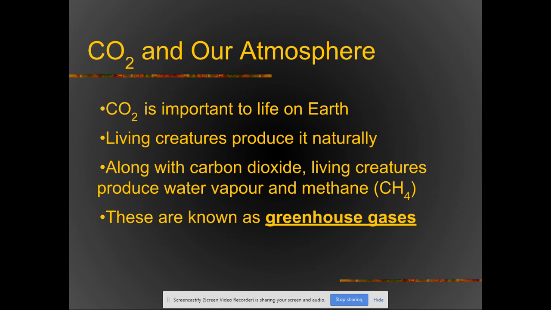Now, CO2 in our atmosphere. Carbon dioxide is important to life on Earth. Living creatures produce it naturally, so we breathe it out. We take in oxygen, we breathe out carbon dioxide. It's a waste product from us. Along with carbon dioxide, living creatures produce water vapor and methane gas, so CH4. These are known as greenhouse gases.